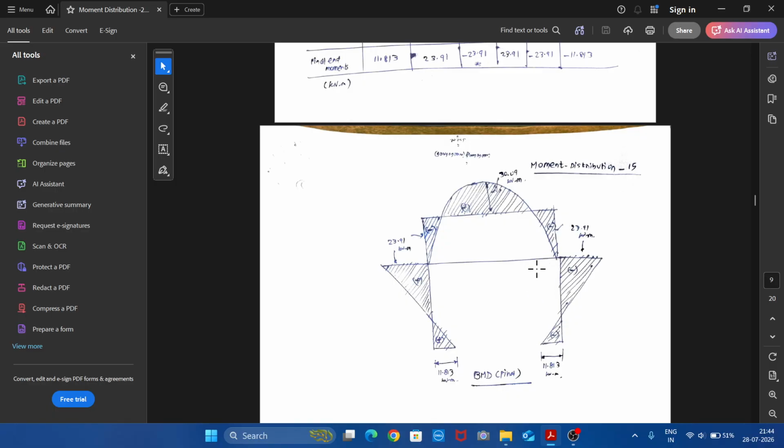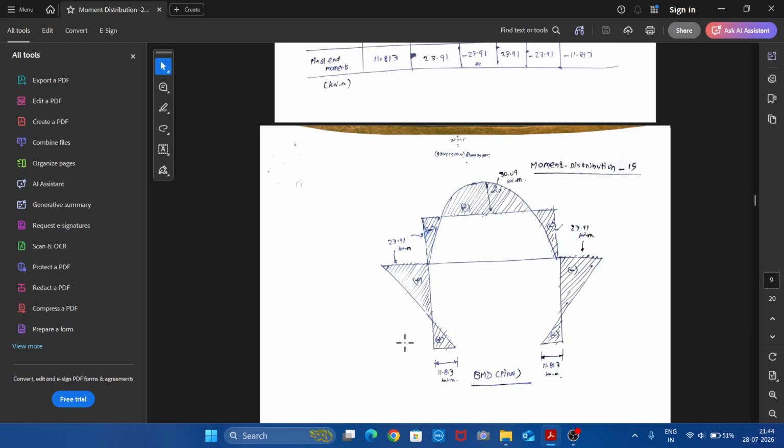Then coming to this column, we have minus 23.91 here. So apply an anti-clockwise moment to this column. The column will be pushed out. Similarly, here we have minus 11.813. So apply an anti-clockwise moment here. So this will push the column inside. Just see here, stand here, apply an anti-clockwise moment and see where the member will be pushed. So this is how we should draw the bending moment diagram.